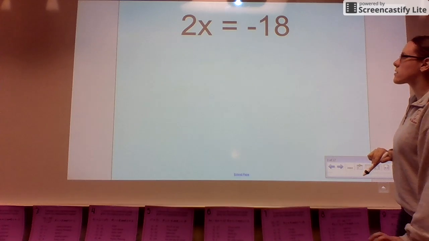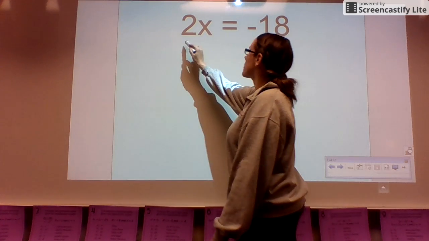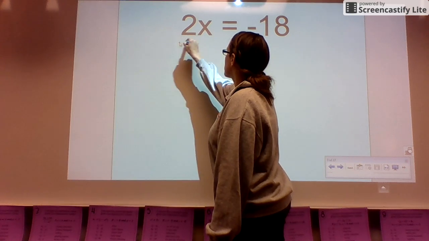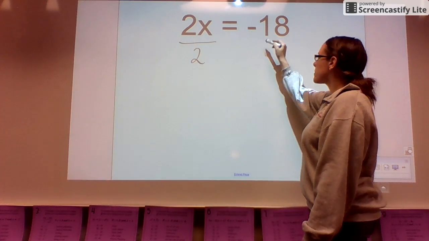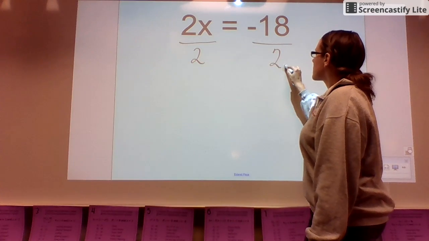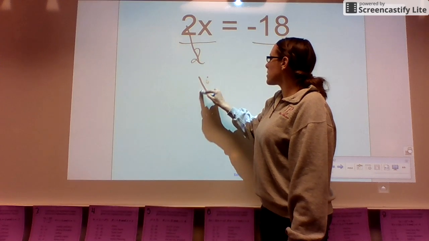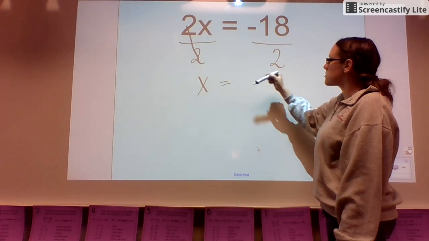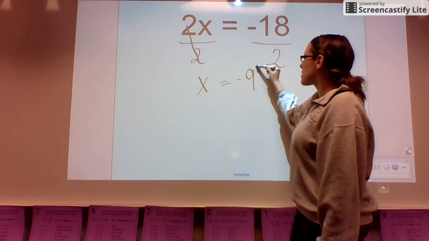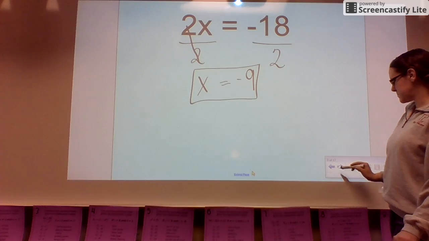Okay, so we have 2x equals negative 18. So 2x means 2 times x. So the inverse operation is division. So we're going to divide by 2. What we do to one side, we have to do to the other. So 2 divided by 2 is 1. So that cancels out. We have 1x is equal to negative 18 divided by 2 is negative 9. That's it. Simple one-step equation.